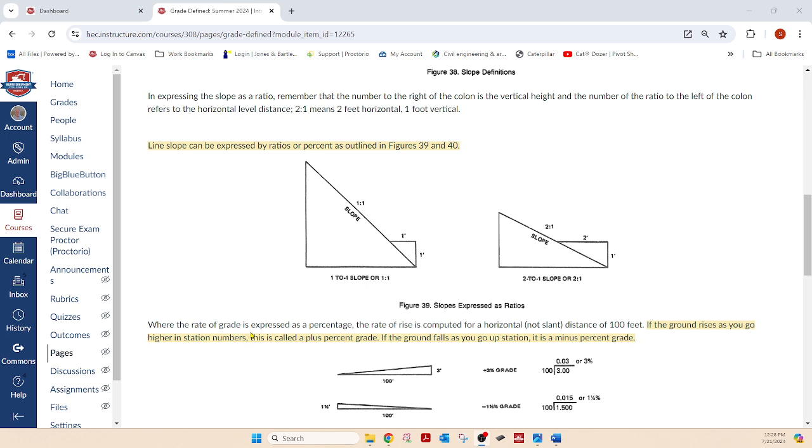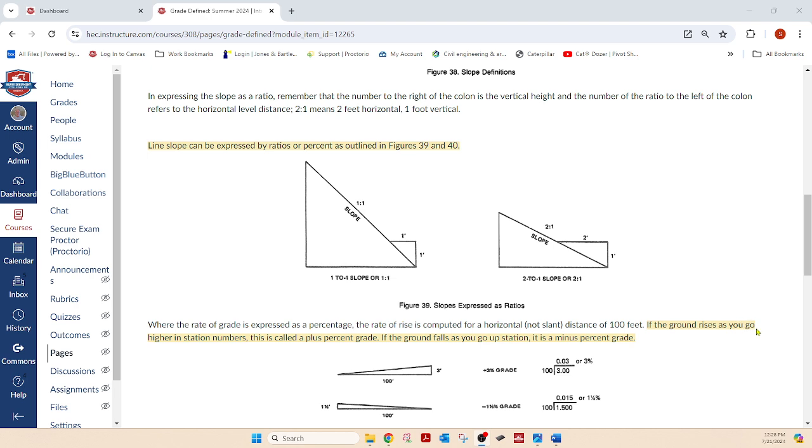Where the rate of grade is expressed as a percentage, now this is what we're doing here. We're talking about slope ratio versus percent of grade. Where it's expressed as a percentage, the rate of rise is computed for a horizontal distance, not slant distance, of 100 feet.